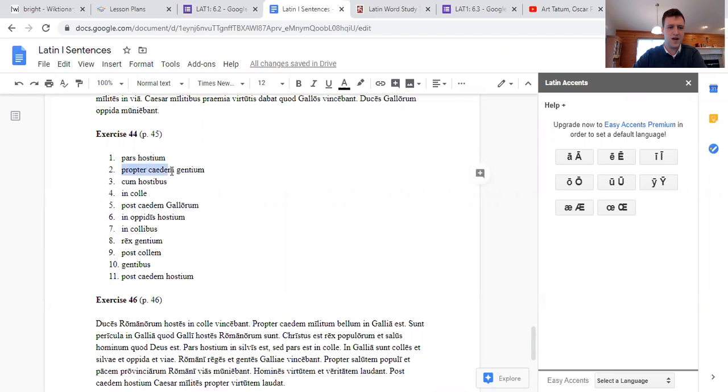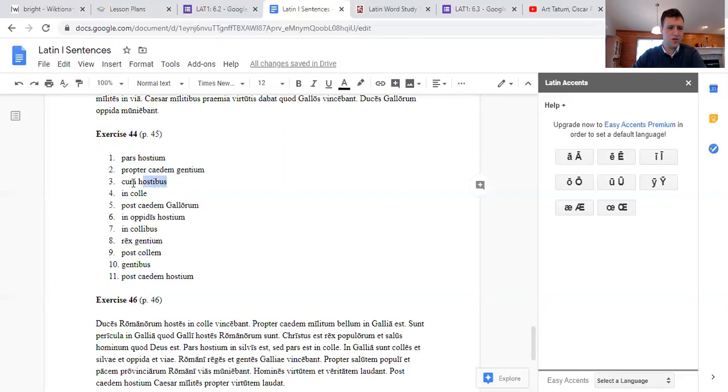2, propter caedem gentium. Now we got a preposition, propter, and 2 nouns. How do we know what goes with what? Propter takes the accusative case. Caedem is accusative singular. Gentium is genitive plural. So they're both third declension. So it's got to be propter caedem, because of the slaughter, gentium, of the clans, of the families. That's kind of a dark sentence, I guess, but that's how it'll work out. Because of the slaughter of the clans. And gentium is a genitive defining caedem, the slaughter of whom, of what.